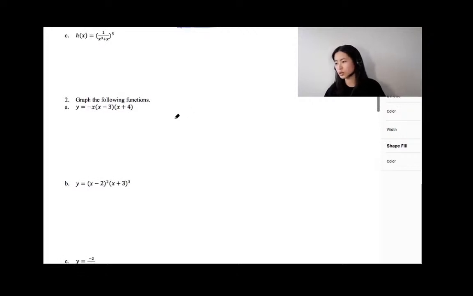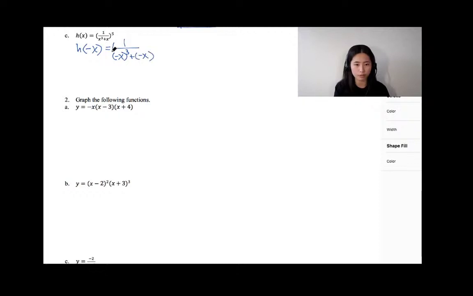Okay, so moving on to h of x, which is 1 over x cubed plus x raised to the power of 5. So here's the thing, because you have raised to the power of 5, it gets a little bit tricky, but you're going to do the same thing. It's the exact same thing as the other two that we did. So you're going to plug in negative x. So you're going to have h of negative x, and that's equal to 1 over negative x cubed, and this is going to be plus negative x raised to the power of 5.